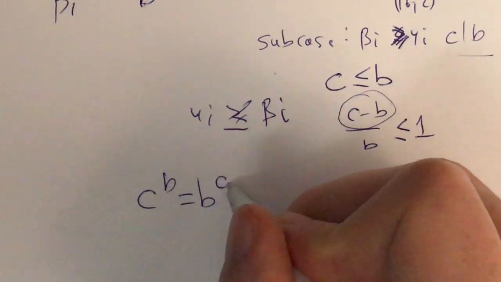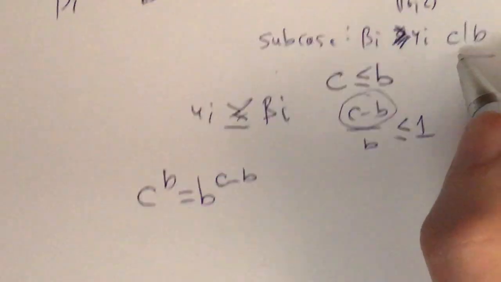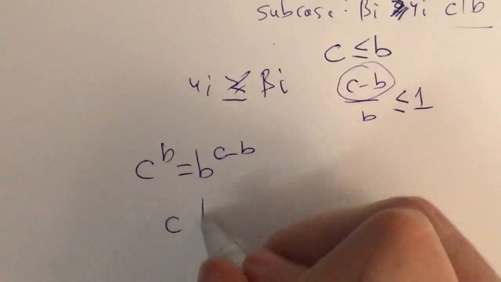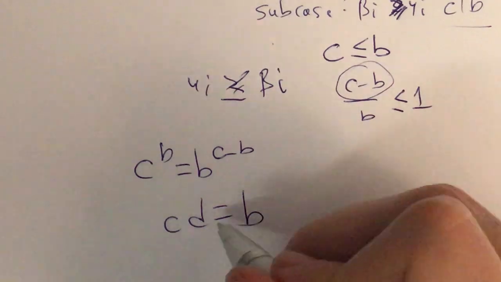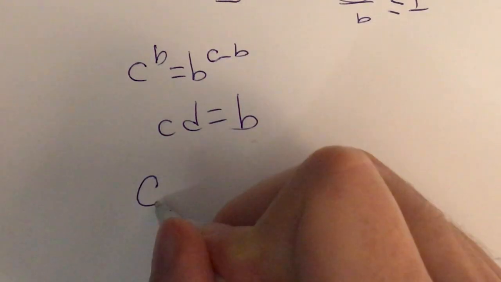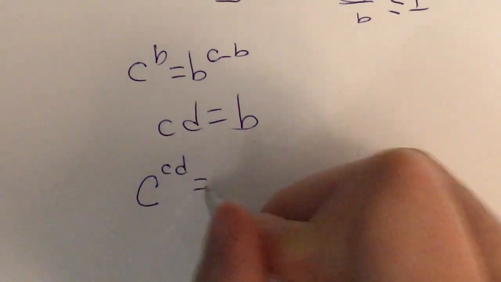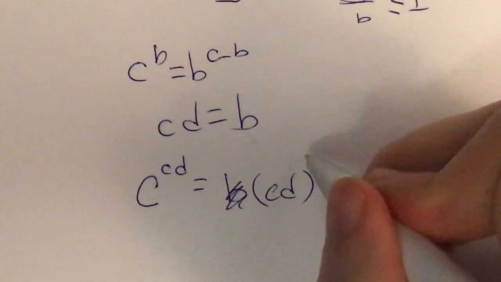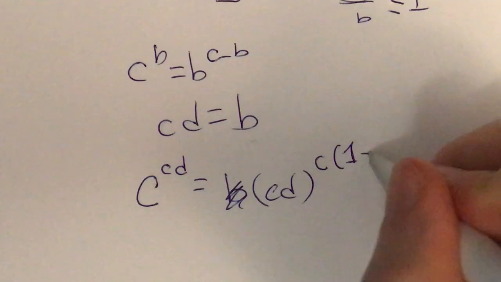b to the power of c minus b, when we have c dividing b, then cd is equal to b for some d, and plugging that in here, we get c to the power of cd is cd to the power of c times (1 minus d).